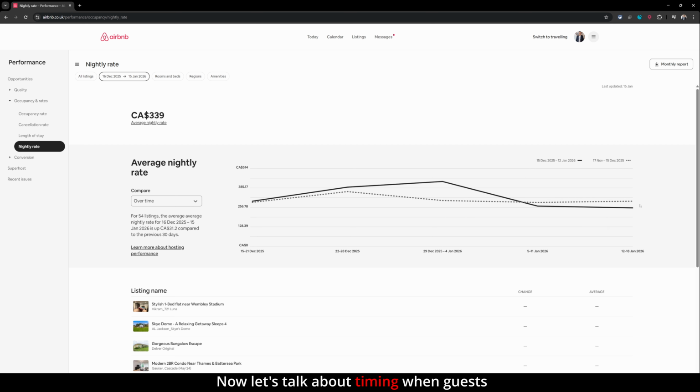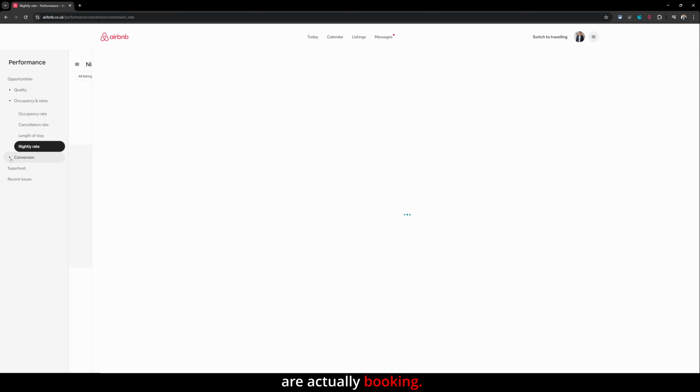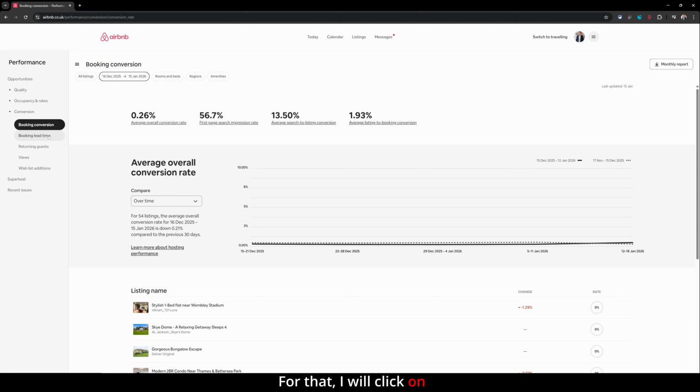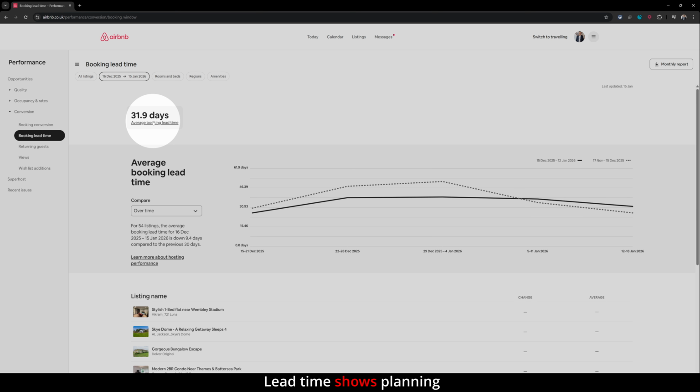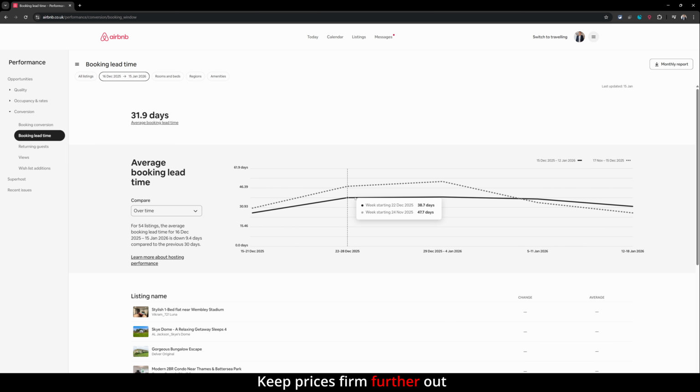Now, let's talk about timing, when guests are actually booking. For that, I will click on conversion and booking lead time. This screen tells you how far in advance guests are booking your place. Lead time shows planning behavior, not interest. So short lead markets require different pricing than long lead markets. And if booking lead time is shortening, don't discount early. Keep prices firm further out and adjust closer to arrival.